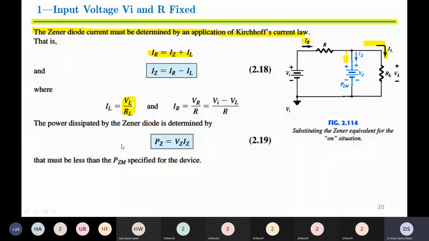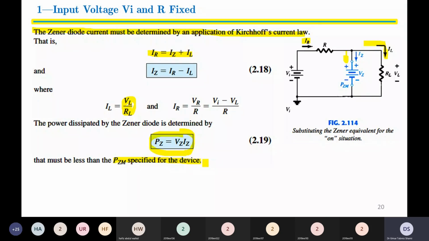And then lastly, the power dissipated by the Zener diode is determined by the voltage across the Zener diode multiplied by the current flowing through the Zener diode. That is equation number 2.19. Pz is equal to the Zener diode voltage multiplied by IZ. And this power should be less than the PZM specified for the device.